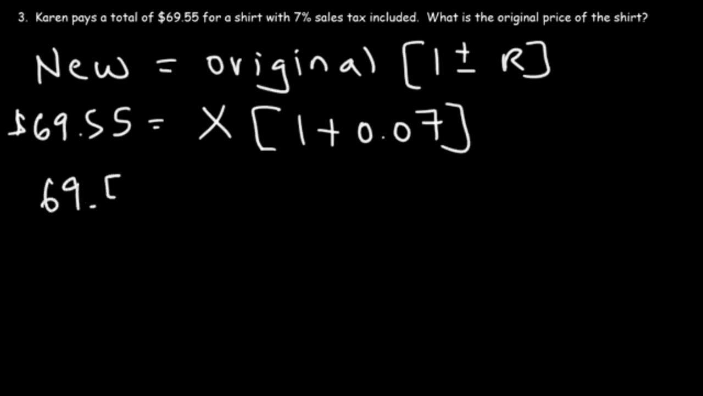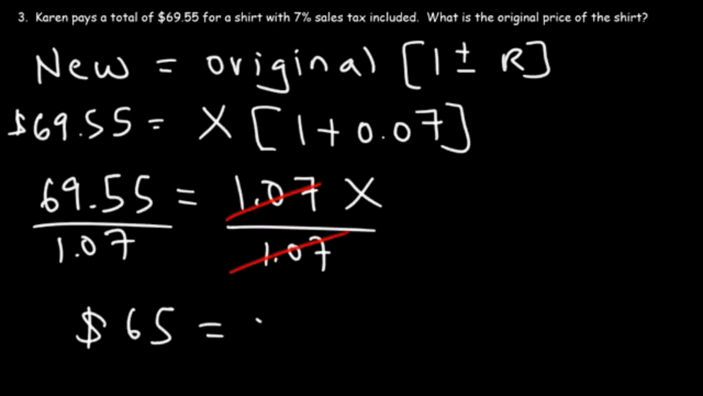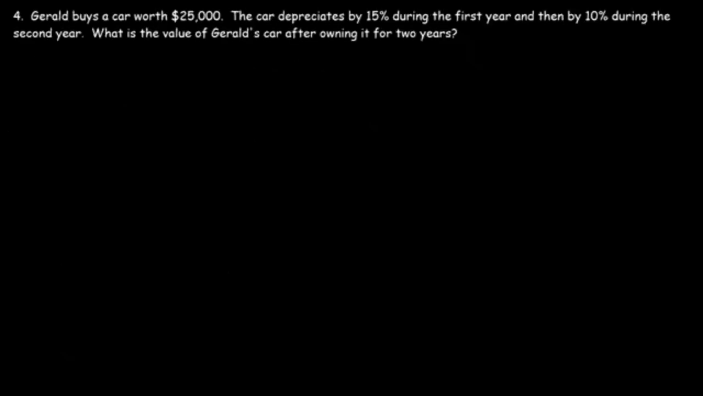So we have 69.55 is equal to 1.07x. So we need to divide both sides by 1.07. So let's cancel these two numbers. 69.55 divided by 1.07 gives us $65. So this is the original price of the shirt. So that's it for this problem.